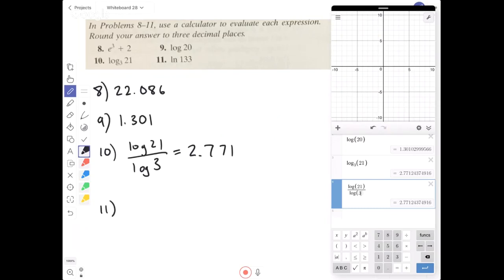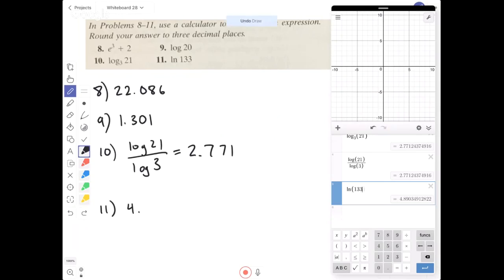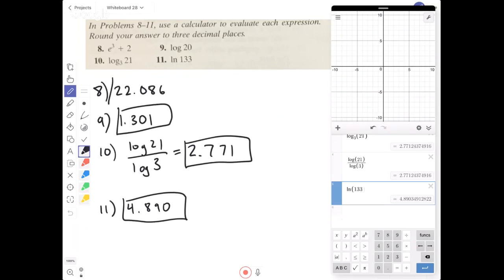And number 11, the natural log of 133 is 4.89. Okay. 11, 10, 9, 8. I would say you're unlikely to get anything that easy on your test, but that is a core standard to be able to use exponents and logs.